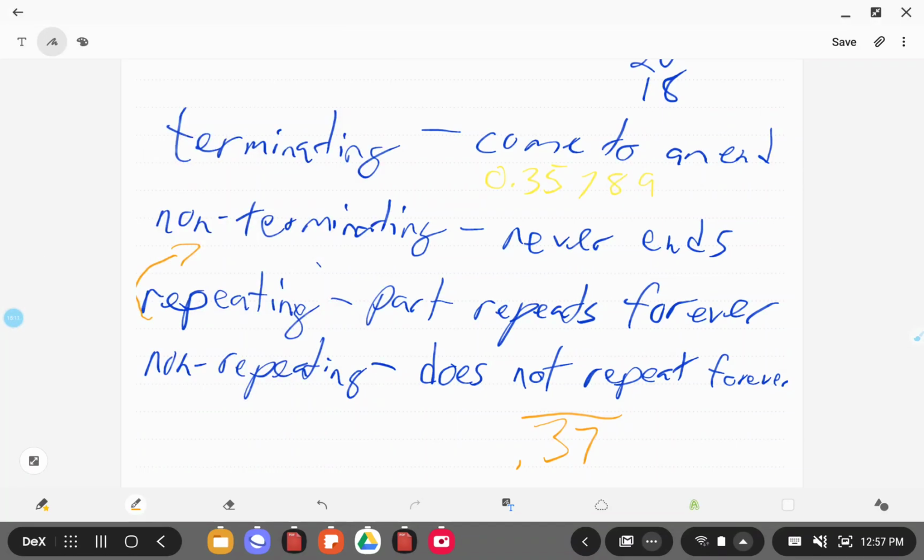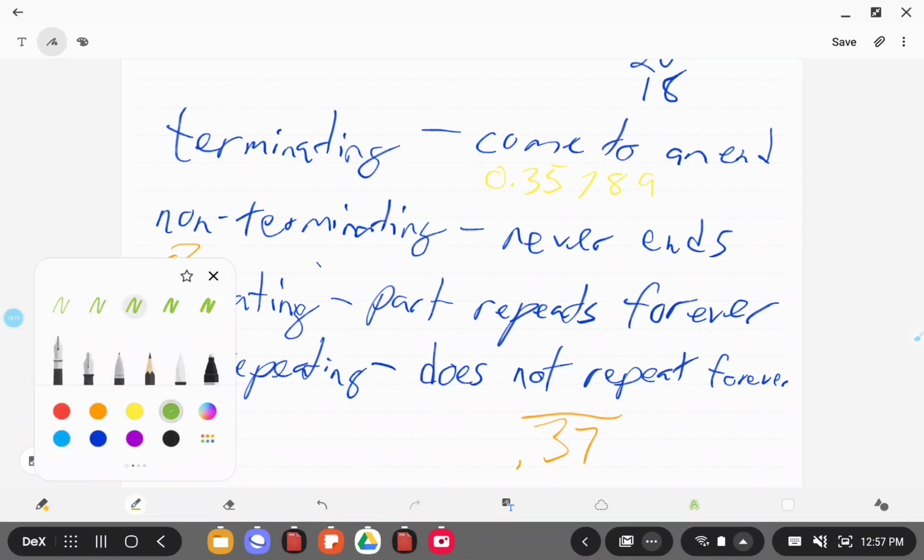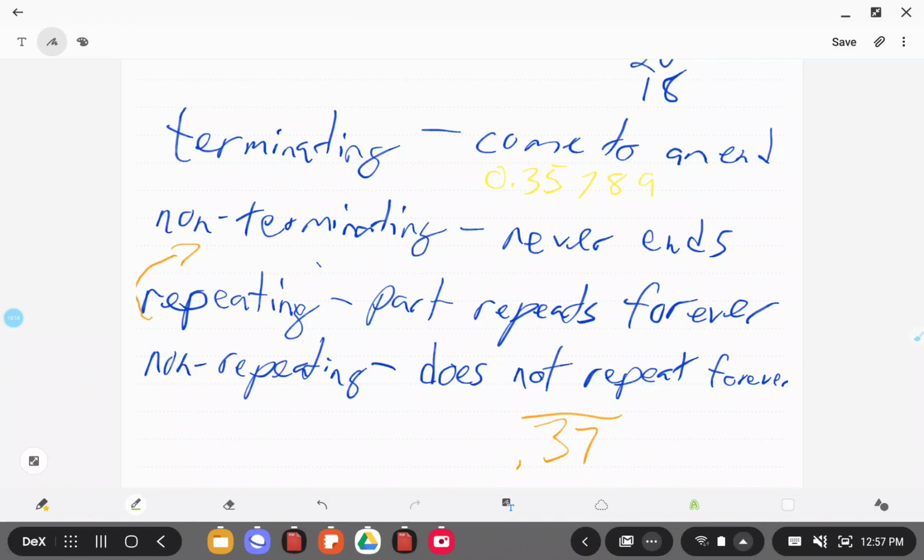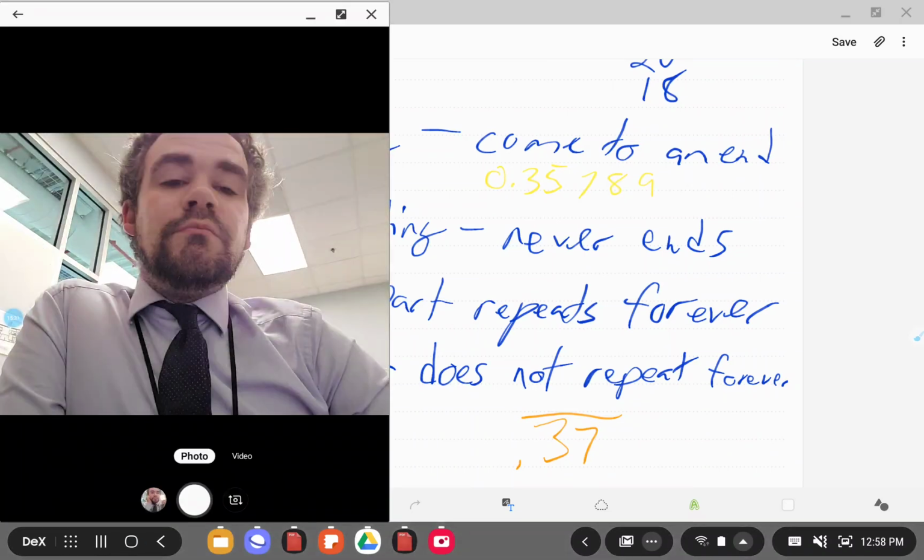So in other words, these definitions are different. They do not always have to be the same. So pi is a non-terminating number that is also non-repeating. All right? That was your big brain moment.